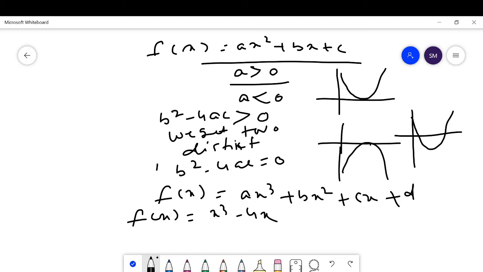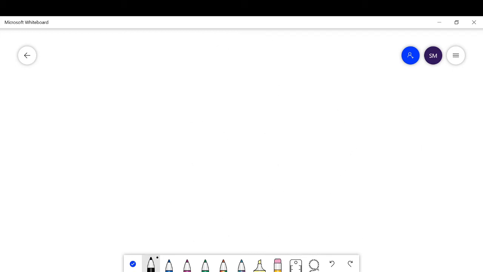Then y equal to x cube minus 4x. Then make a table. We erase and start from the new page. Suppose y equal to f(x) is equal to x cube minus 4x. Then we have to find out y for each value of x. This is a cubic polynomial, it touches the x-axis at 3 distinct points.